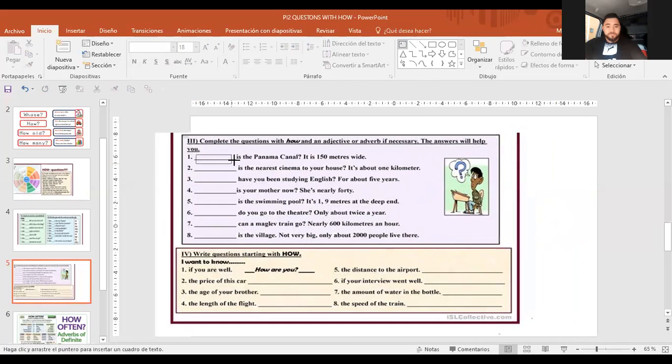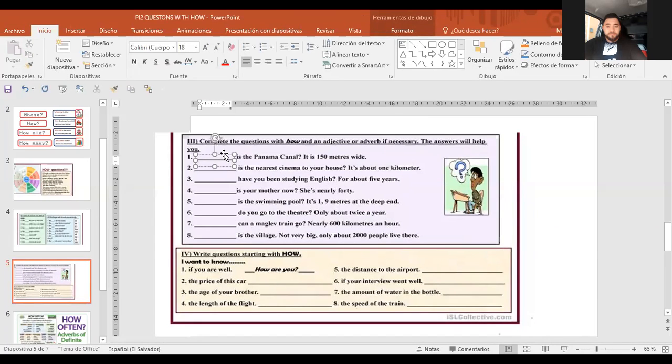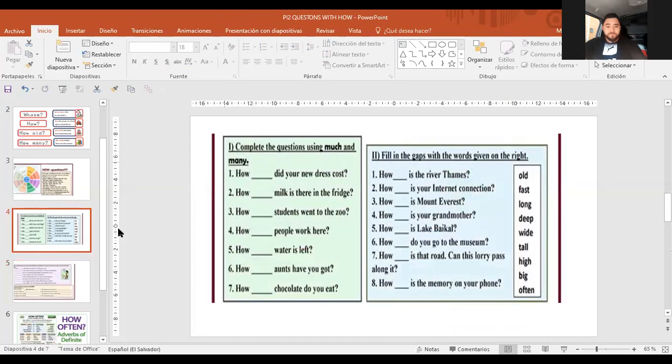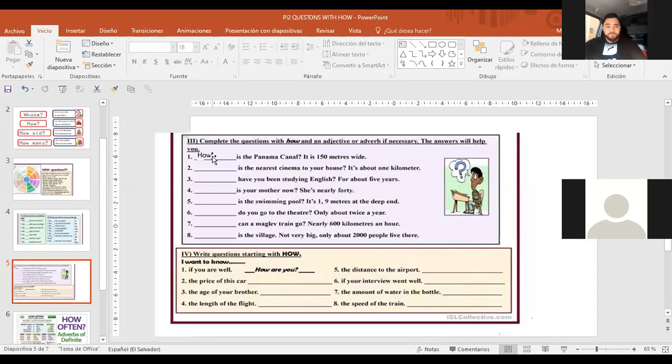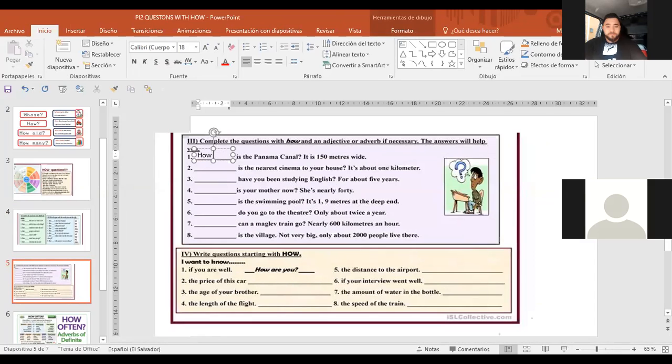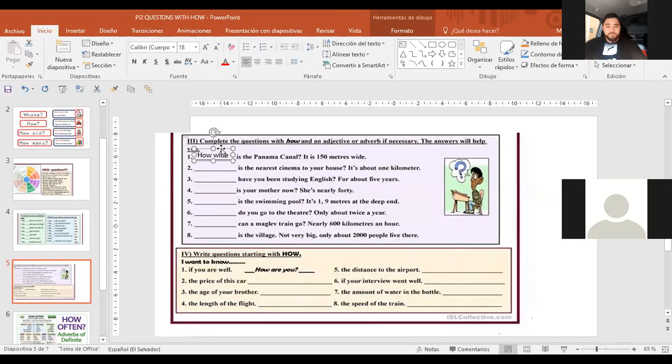So what word do we use here with how? How wide? Deep? No. Wide. It's wide. How wide? Yes. Okay, very good. How wide is the Panama Canal? It is 150 meters wide. Okay, let's repeat together. How wide is the Panama Canal? It is 150 meters wide. Okay, very good. So, what about the other one?